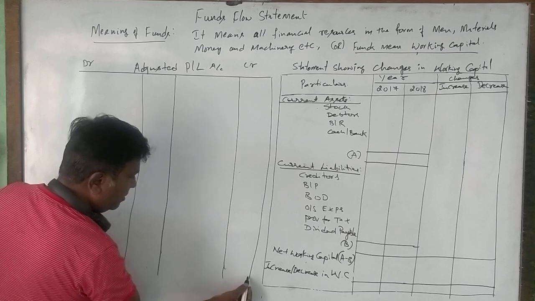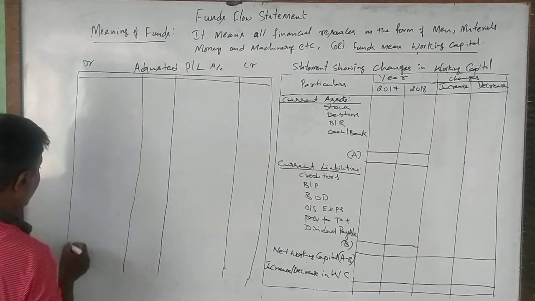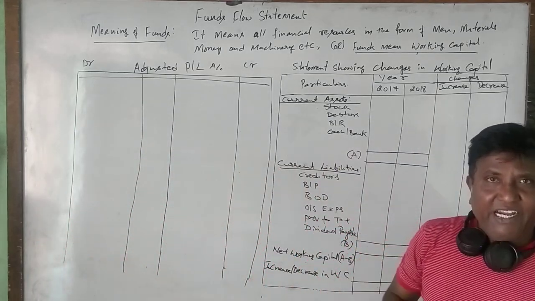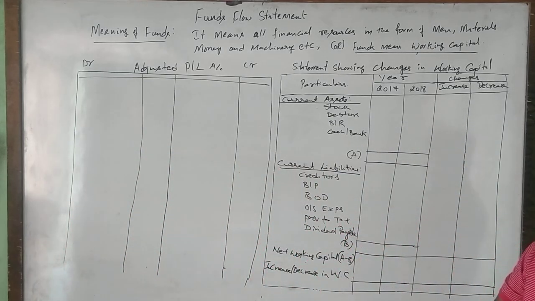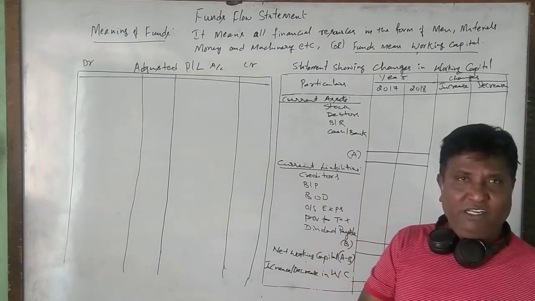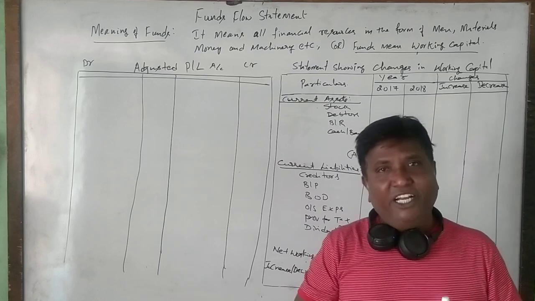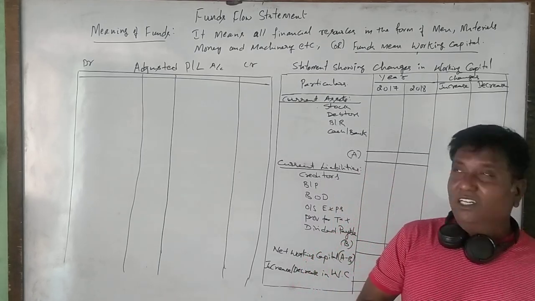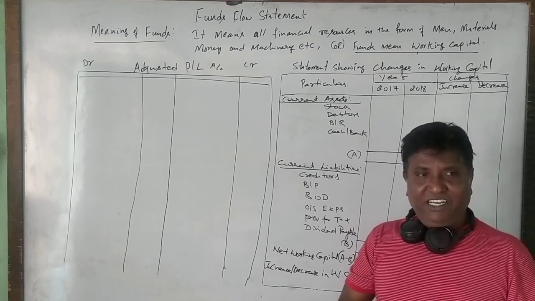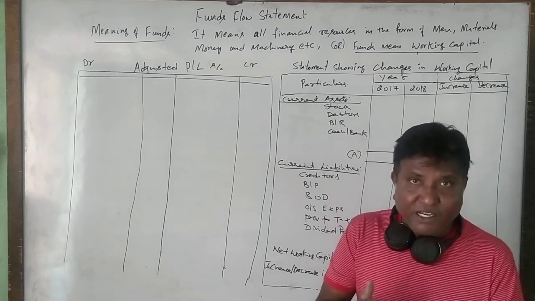We know that every business organization prepares a profit and loss account at the end of the year, and they find out the profits at the end of the year. That profit, whatever the business has ascertained, may not be in the form of cash.